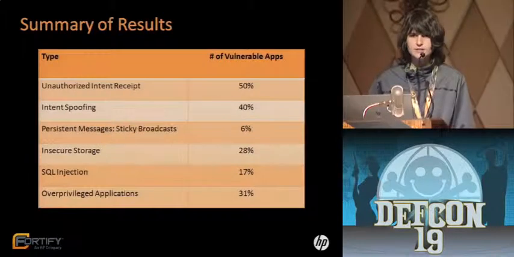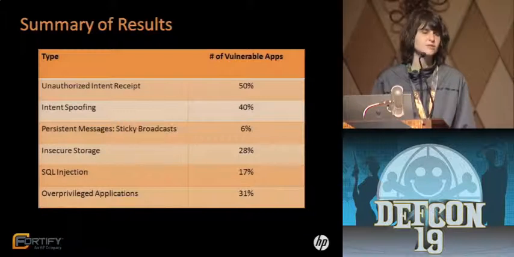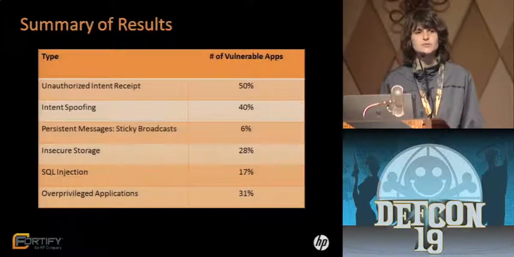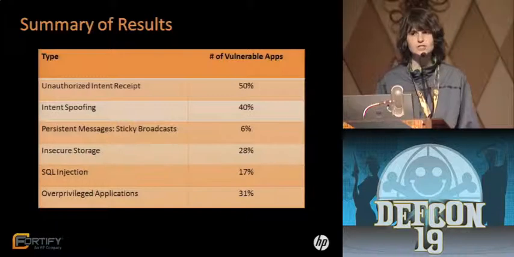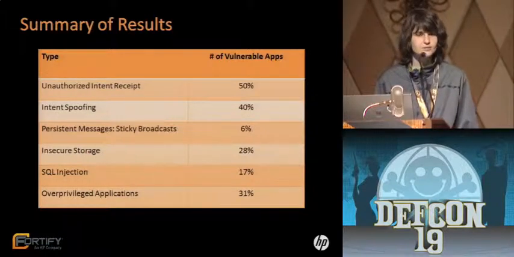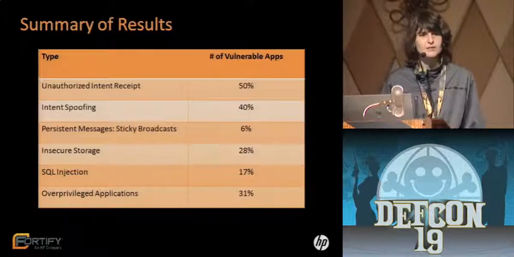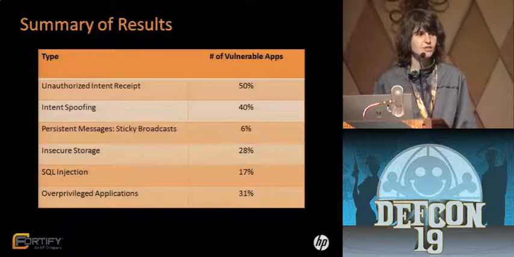A few words about empirical results. Now that we talked about the 7 security mistakes that we think people can make writing Android applications, you're probably wondering, are these mistakes actually real? Do they happen in real applications? And this table should convince you that they are indeed real.